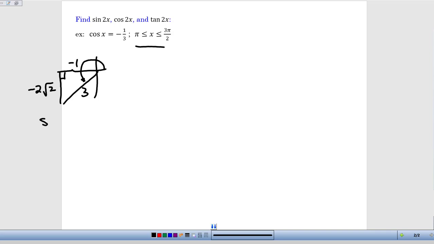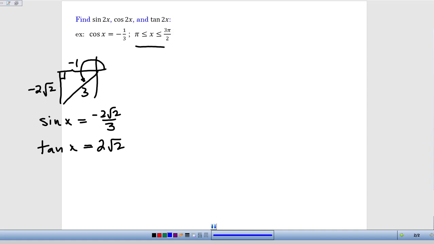So that means the sine of x, which we will need for our double angle formulas, is going to be opposite over hypotenuse, so negative 2 root 2 over 3. And then the tangent of x is going to be opposite over adjacent, which is going to be negative 2 root 2 over negative 1, or just 2 root 2.